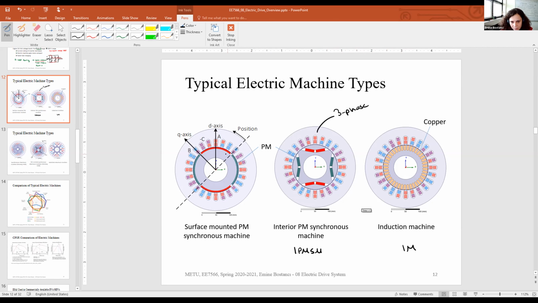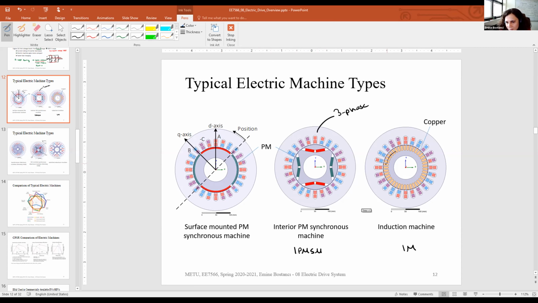So these ones are the permanent magnets with the colors. Each color shows a different orientation. And so this is the surface mount permanent magnet machine. This is the interior permanent magnet synchronous machine. And this is the induction machine.